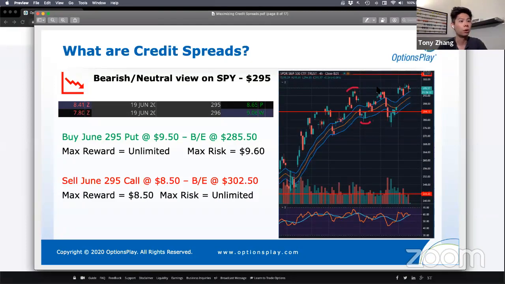SPY has really been trading within a pretty tight range around this 285 level, and every time it reaches the top, it pulls back a little. Maybe you think that's going to happen again here. Maybe it'll pull back to around 285 or so.